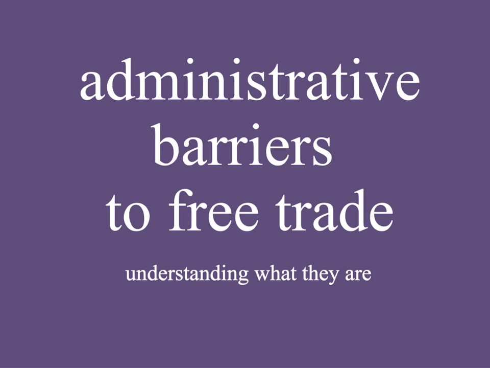Let's take a look at the administrative barriers to free trade so you have an understanding of what they are. And this is the last way in which a government can intervene in international trade. Of course, the first is a protective tariff, protective subsidy, a quota, and then there are these administrative barriers to free trade. So let's take a look at what they are.